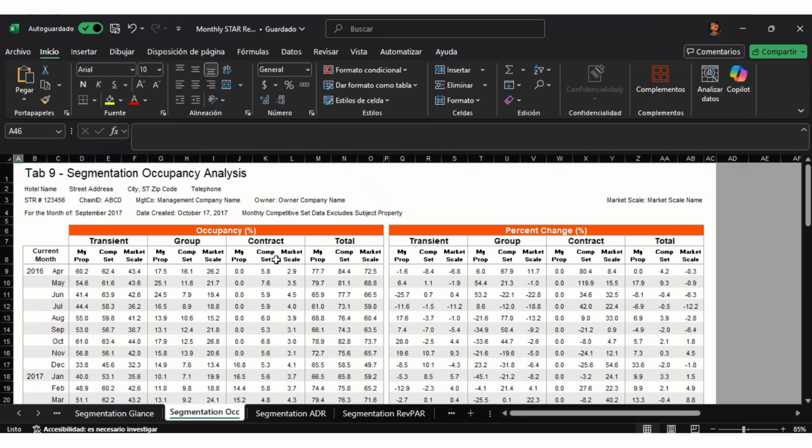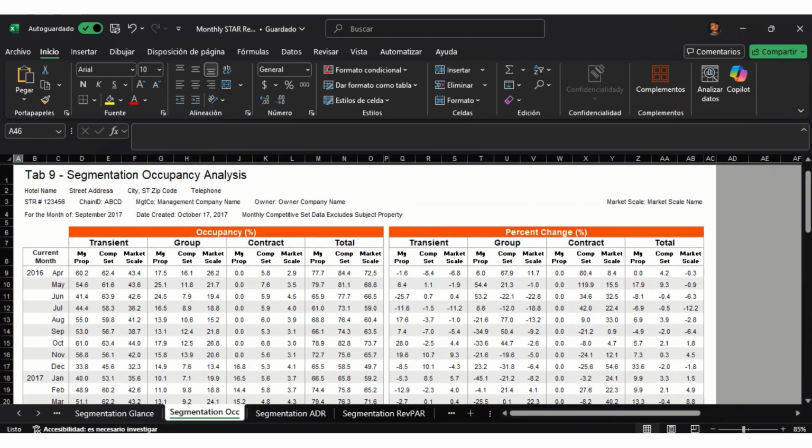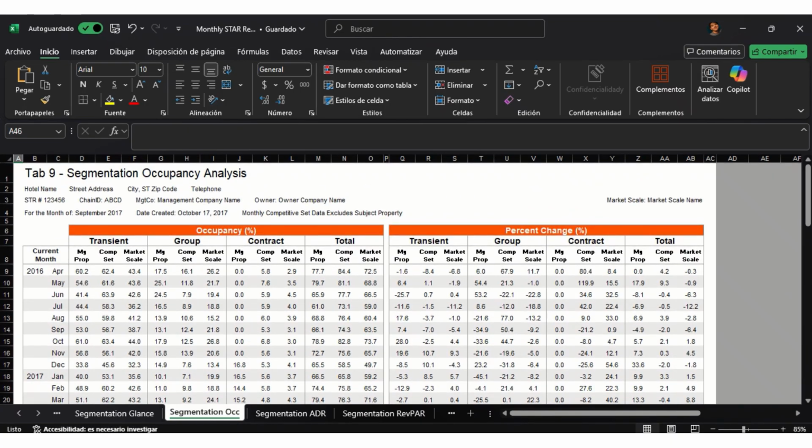In this occupancy segmentation, we focus specifically on occupancy results by segment. It shows how each type of business, transient, group, contract, and total, contributes to total room nights sold.